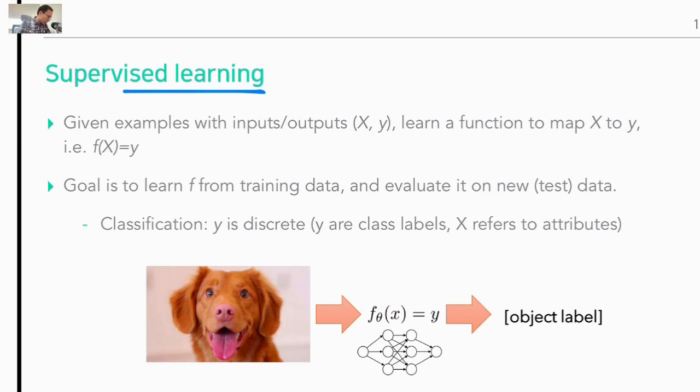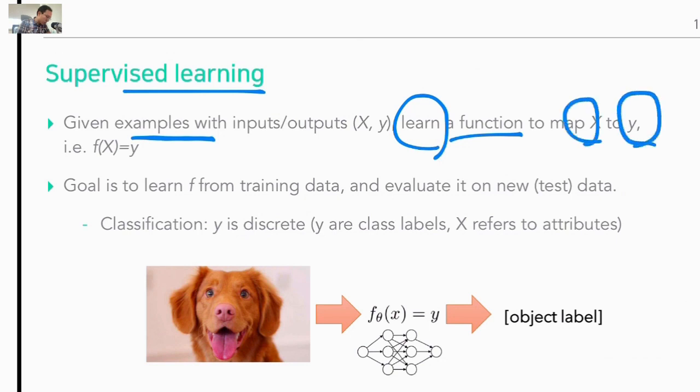So once again, we have examples. This will supervise the function. It helps to learn a function, right? The function is mapping the input to the label. And this is gonna be used for predicting labels on the new data.